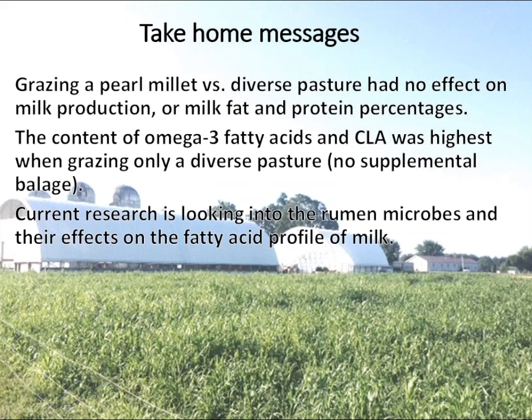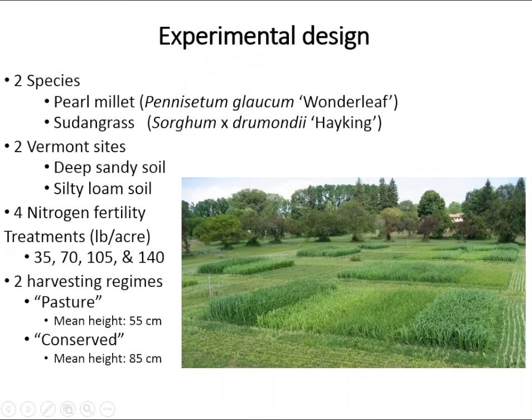Okay, so my experiment, I think we're coming up on it here, was looking at 2 different species of summer annuals. I was looking at pearl millet and Sudan grass, and we used 2 sites. A very sandy soil site at the Hort Farm here at UVM, and a silty loam soil site in northern Vermont with a little bit more native fertility.